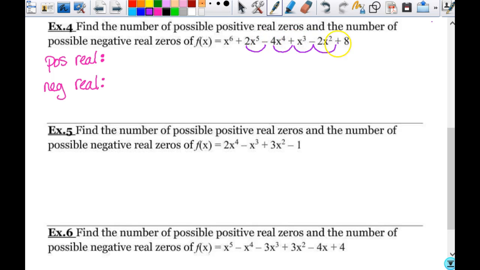1, 2, 3, 4. So that means my positive real is 4, or less than that by an even number, 2, or less than that by an even number, 0. It's possible that we have 0 real roots. Or we could have 2, or we could have 4. We are not going to have, even though this has a degree of 6, 6 positive real roots. Okay? Make sense?